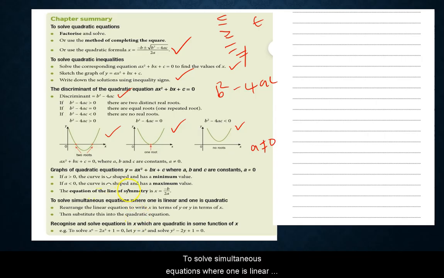To solve simultaneous equations where one is linear and one is quadratic, you start by rearranging the linear equation to write x in terms of y or y in terms of x. Then you substitute this into the quadratic equation, just like we have done in the previous examples. Again, recognize and solve equations in x which are quadratic in some function of x. We have done all these. Try now the exercises given in the question. And this will be the end of chapter 1.